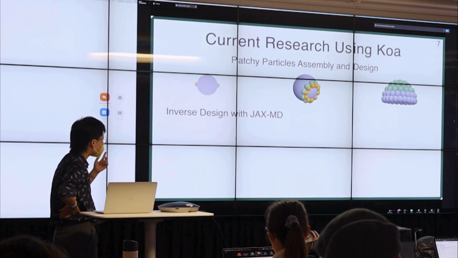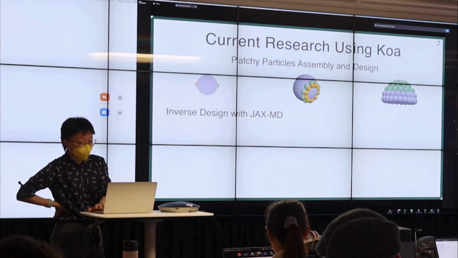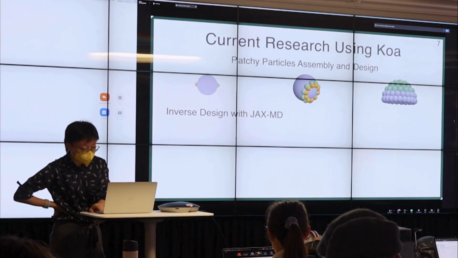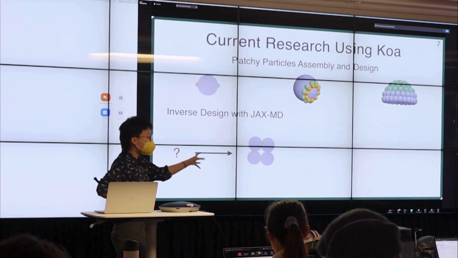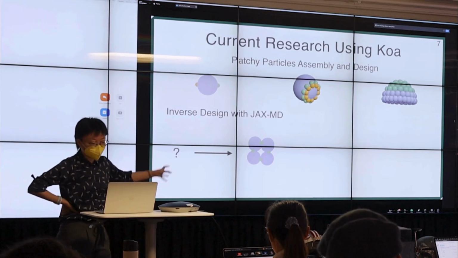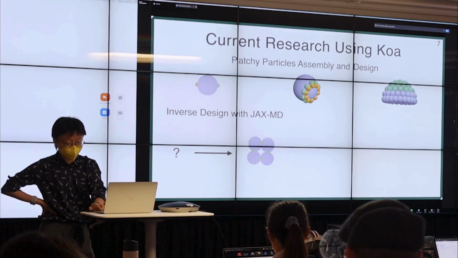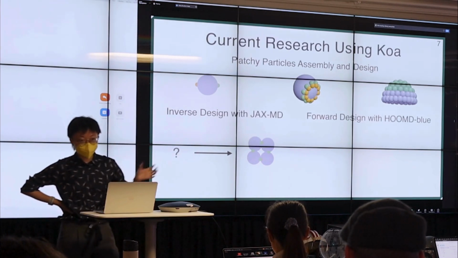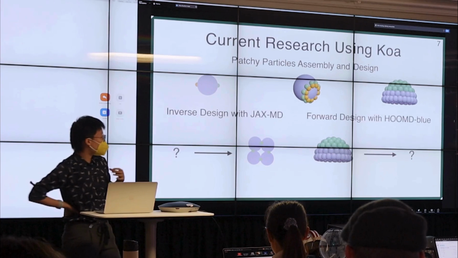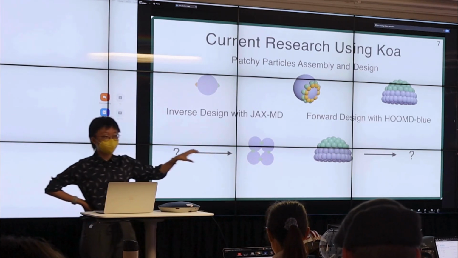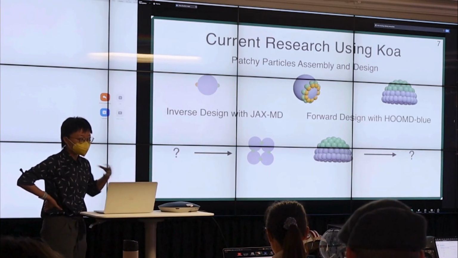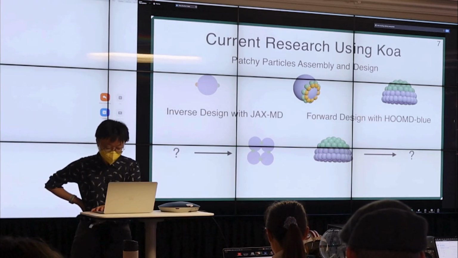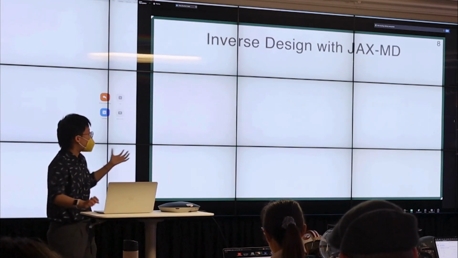And so there are two projects we're doing at the moment. The first one is inverse design with JAXMD, and I will talk about what JAXMD is later. The idea here is, if we want to assemble a structure, what building blocks do we have? And the other one is forward design with foam glue and other molecular dynamics engines. The thing is, if you throw a lot of them in a box, what will you assemble? So, inverse design with JAXMD.